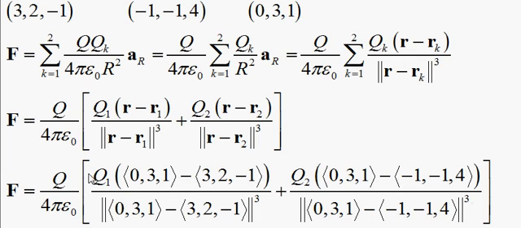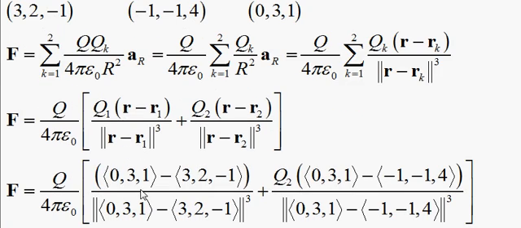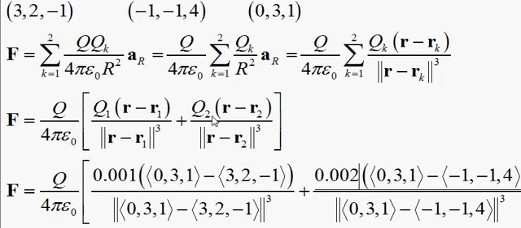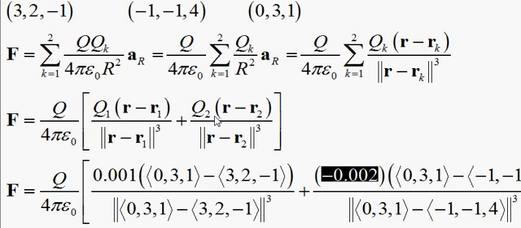There we go. And our Q1 is 1 millicoulomb, or we can write it as 0.001 coulomb. And then Q2 is going to be 0.002, and of course negative. Let's put that in parentheses so we don't get screwed up here.